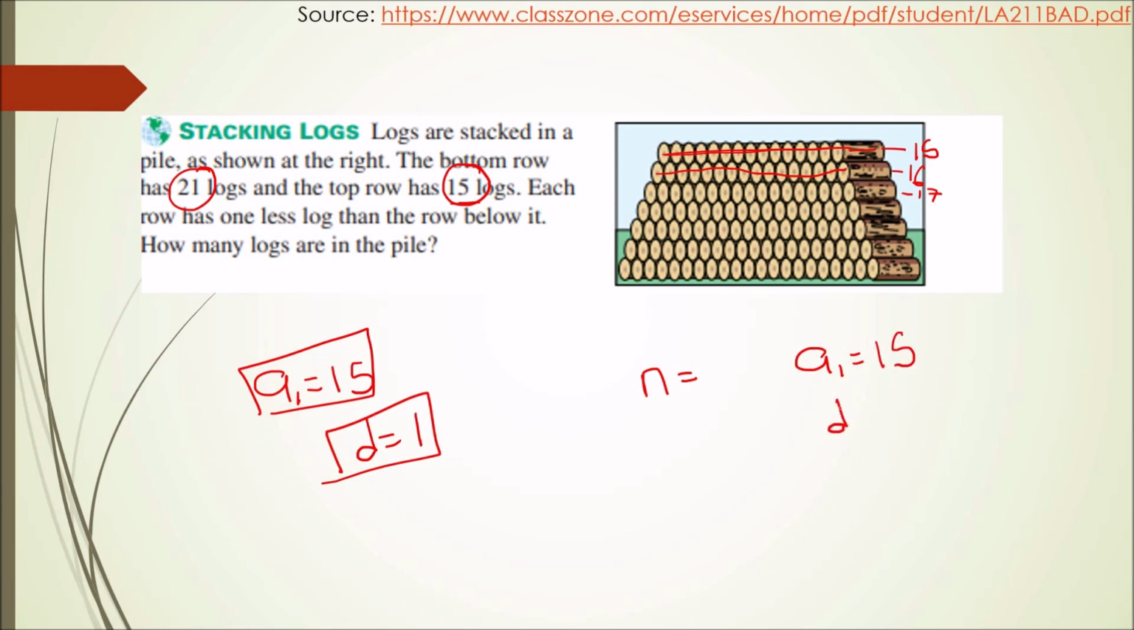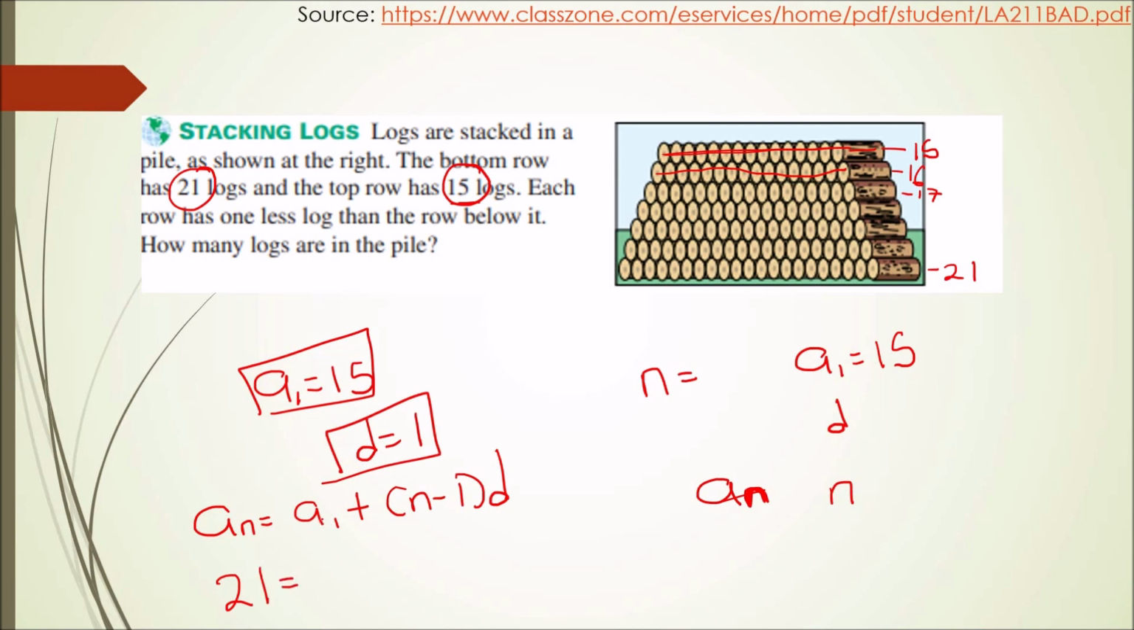Okay, now our A1 is 15. Our D is 1, okay, and our AN is what we're looking for. We're looking for the value of n. So how do we find n? Now remember, let's use this formula. AN equals A1 plus n minus 1 D. So we have 21 here. So what can we do? Let's put 21 because that's what we're looking for.